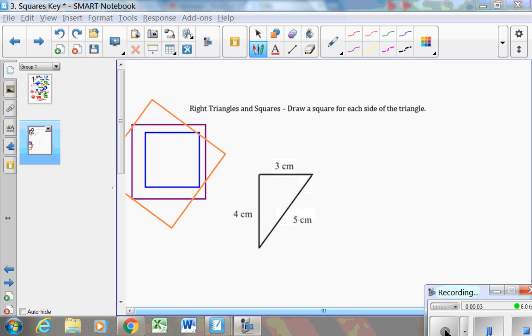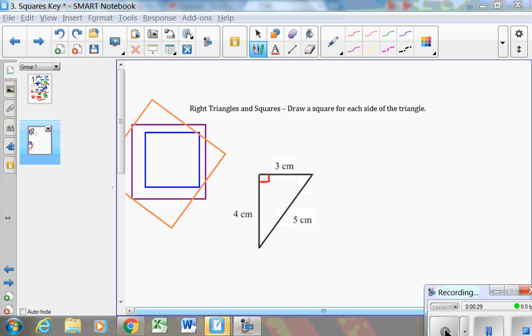Hey, the second side of our sheet on working with squares is we're going to draw some squares off the side of these triangles, and these are special triangles. It's my mistake not to put a little right corner in each of our triangles, because we're talking specifically about right-angled triangles.